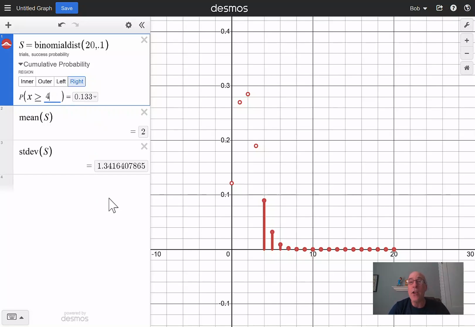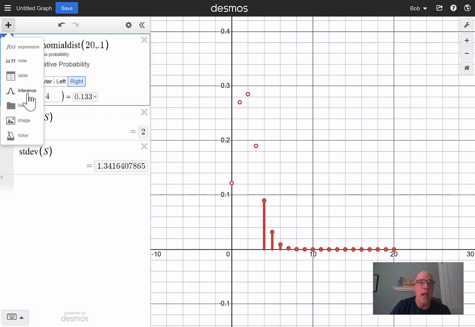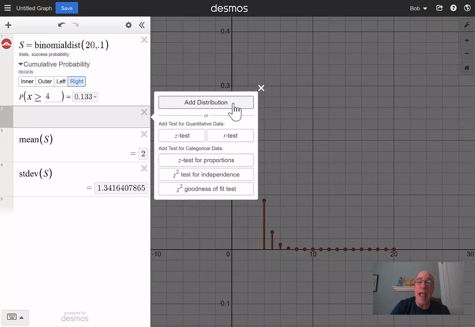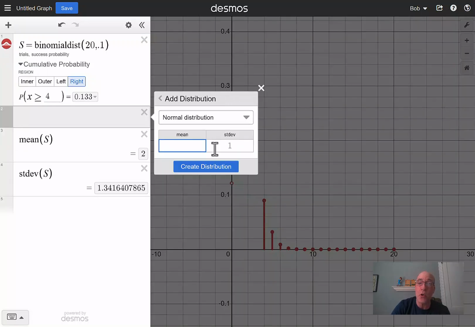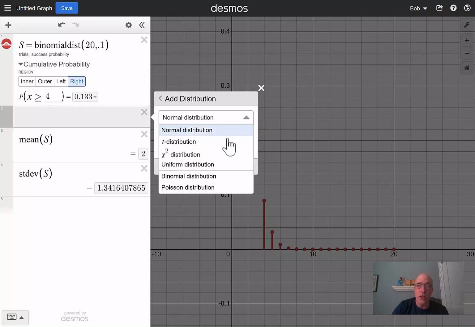So we can use binomial dist here to find binomial distributions and their probabilities. You can also do this with normal distribution. And actually, let's take a peek here. We have under the plus sign here, under inference, we can add a distribution. I actually have some choices here. I chose a normal distribution, but we certainly could have picked binomial distribution or t distribution or chi-squared.